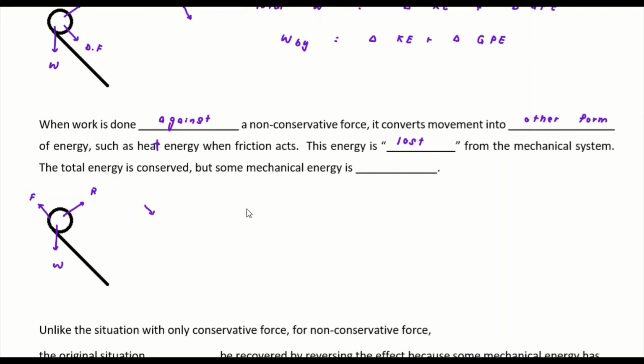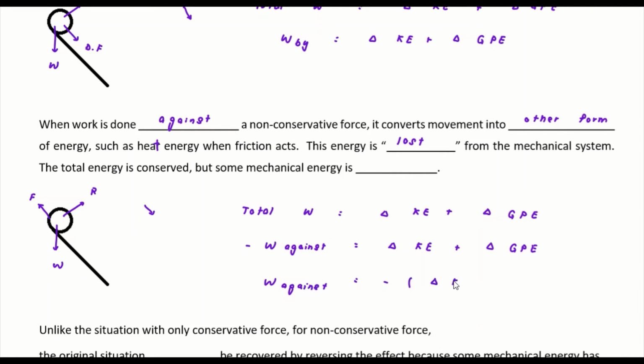The same thing we can try to understand from the work-energy principle as well. The total work done is equal to the change in KE plus the change in GPE. When we talk about the work done against, normally we use minus, am I right? So to find the total work done, we use the work done by minus the work done against, which equals the change in KE plus the change in GPE. When we move the negative to the other side, you get that the work done against is equal to the negative of the change in KE plus GPE.